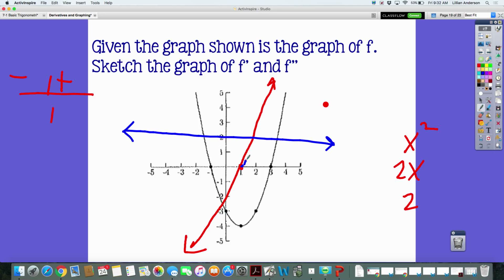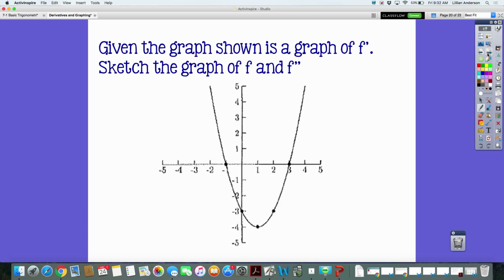Let's look at another one. It's the same graph, but this time, this graph represents the derivative. You got to tackle it a little bit differently. You have to think backwards. Okay? So, let's graph. What do you want to graph first? Do you want to graph the original or the second derivative?